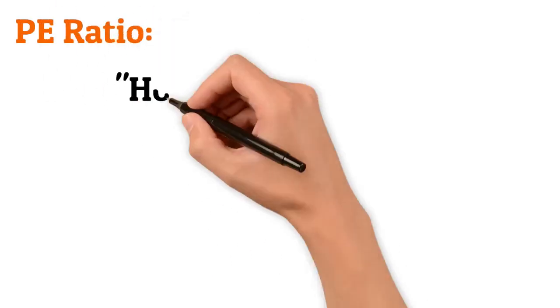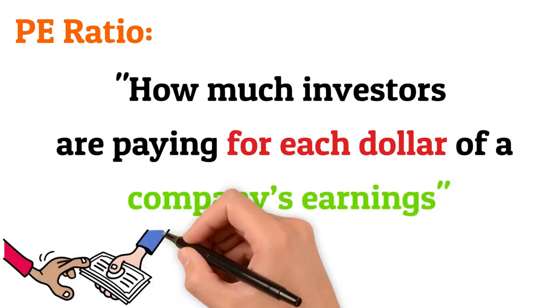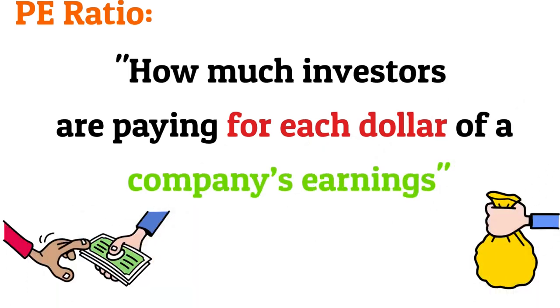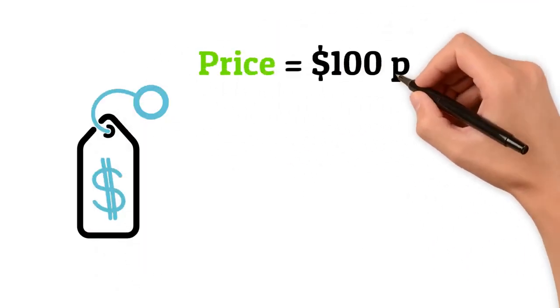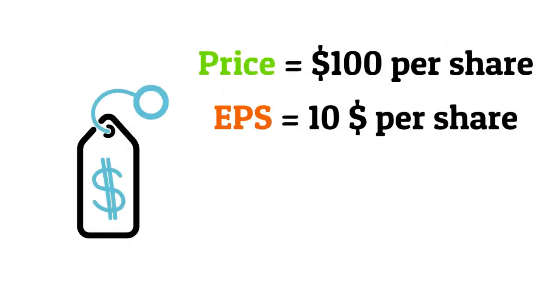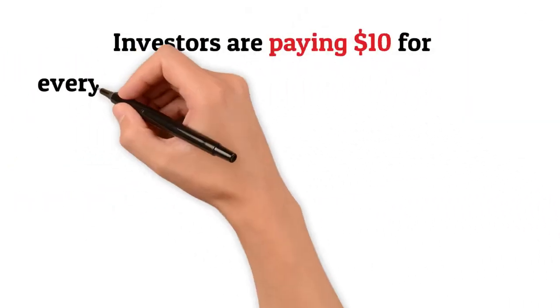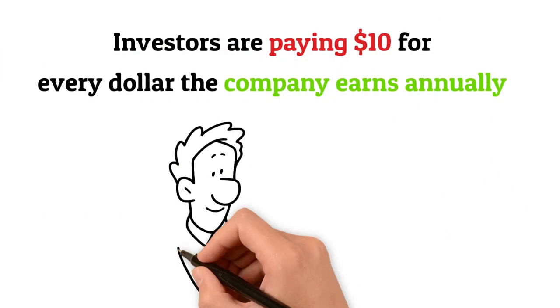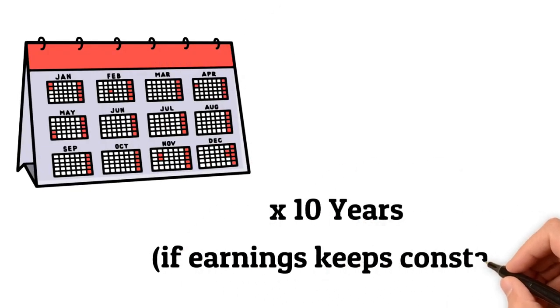Back to the PE ratio. This formula is used to evaluate how much investors are paying for each dollar of a company's earnings. For example, if a stock is trading at $100 per share and its earnings per share is $10, the PE ratio would be 10. In simple terms, this means investors are paying $10 for every dollar the company earns annually. Technically, if earnings remain constant, it would take 10 years to recover your investment.